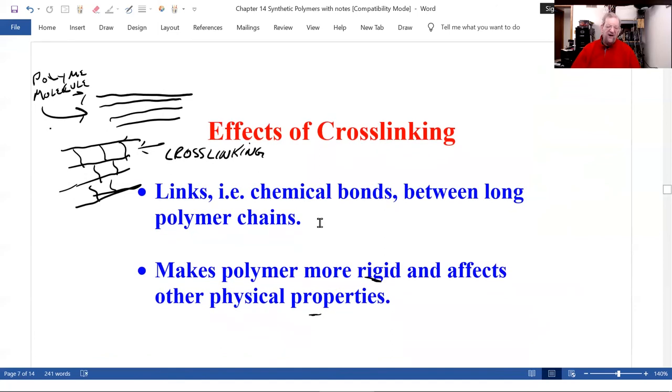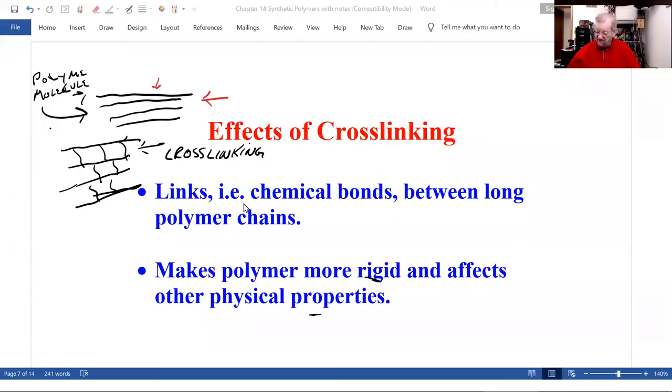Now, it turns out there's an important thing you should know about. Switch back on. That's called cross-linking. If you look over here, think of each one of these lines as a long polymer, a macromolecule. And think of strings. If I had a bunch of strings like this, and I pulled it, it'd be pretty strong. If I pulled it this way, they'd fall right apart.